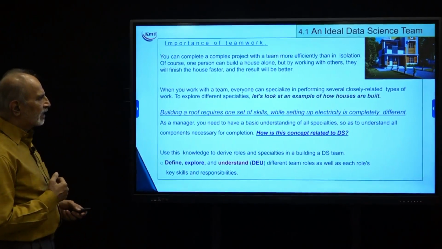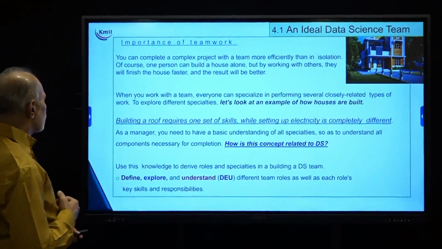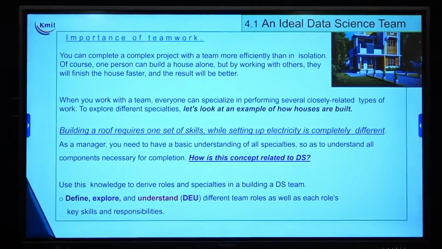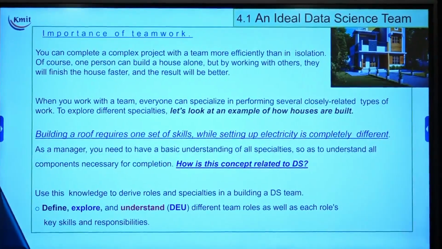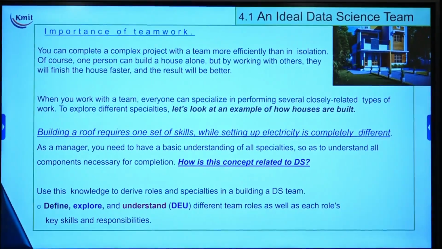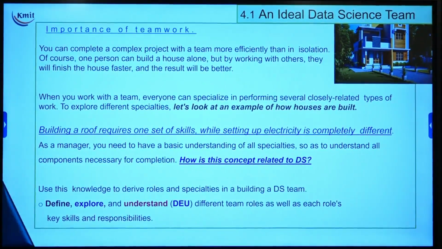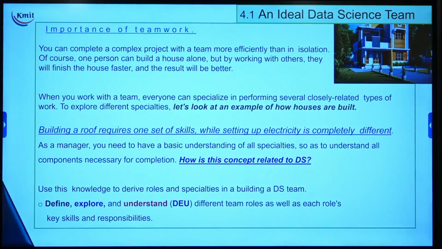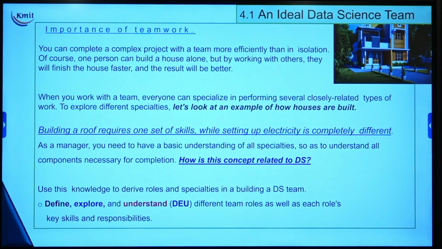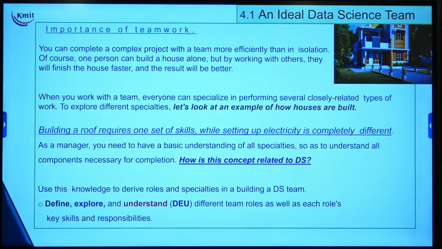On the right hand side I am showing a house. You can complete a complex project with a team more efficiently than in isolation. Naturally, when I want to build a house, I require carpentry, plumbing, masonry, an electrician, and a lot of different kinds of people who will be able to do my house construction successfully. One person building a house alone is very difficult, but by working with others they will be able to finish the house faster and the result will be better.